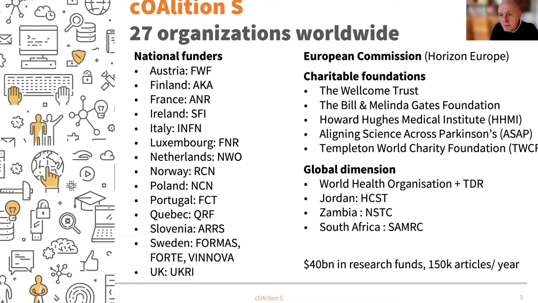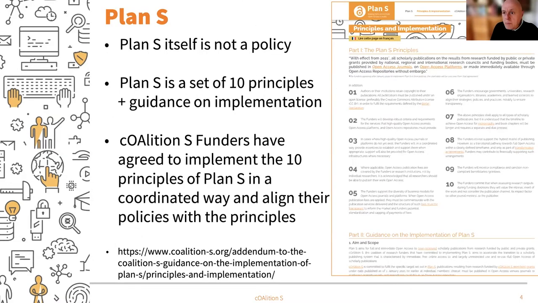Now, important to know is Plan S is not itself a policy. It's basically a set of 10 principles plus guidance on implementation of those principles. The Coalition S funders who have gathered in Coalition S have agreed to implement the 10 principles of Plan S in a coordinated way. And these principles are implemented by a number of policies.